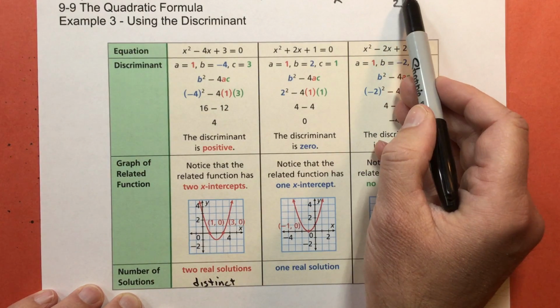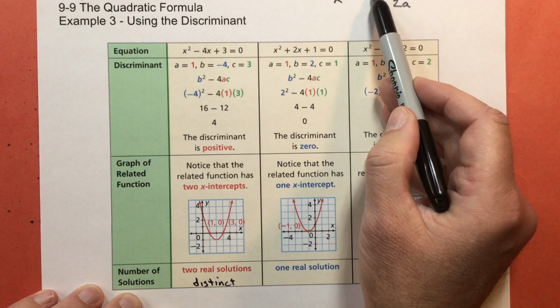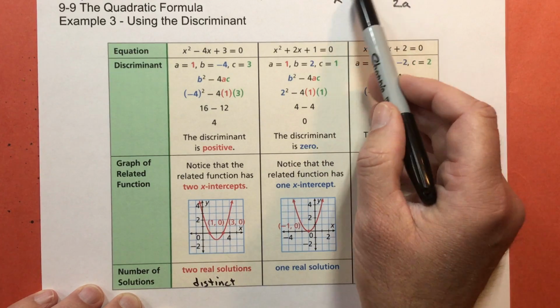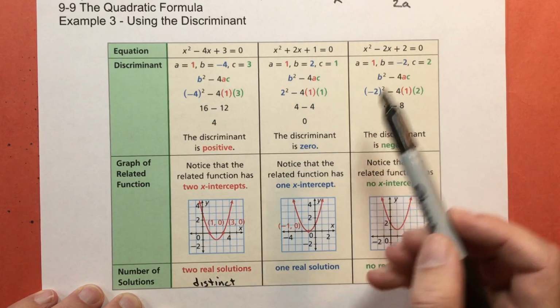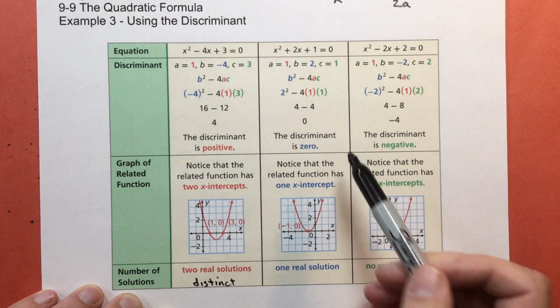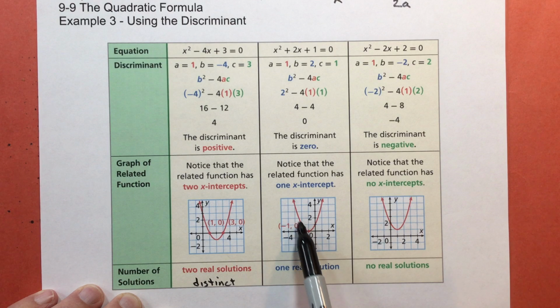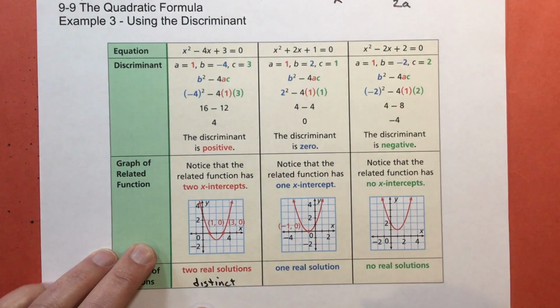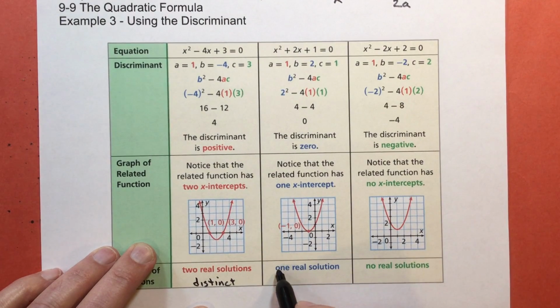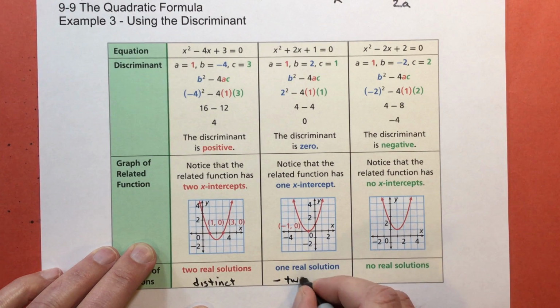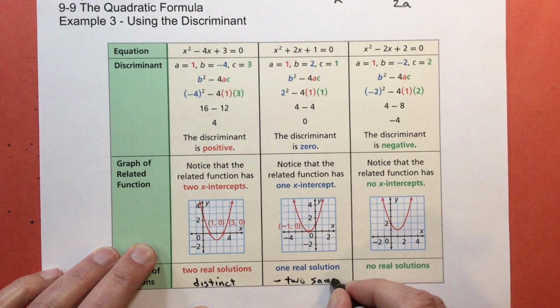And when I add 0, it doesn't change the negative b. When I subtract 0, it doesn't change the negative b. So when this happens, I just get negative b divided by 2a. The graph of this is where the vertex is going to just touch the x-axis. So actually, instead of one real solution, you actually get two that are the same.